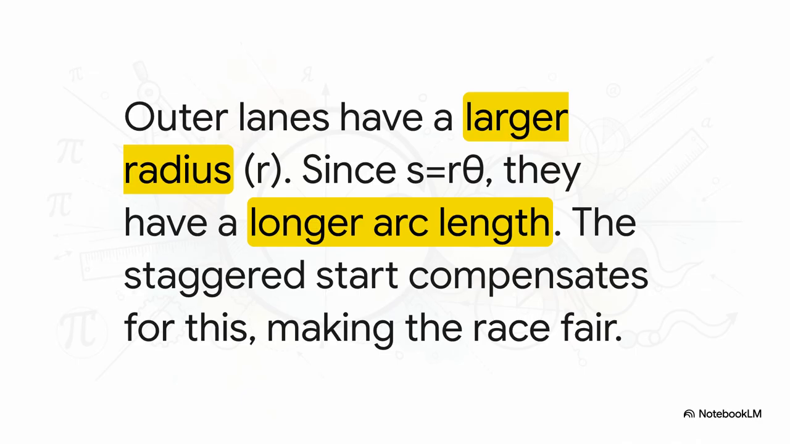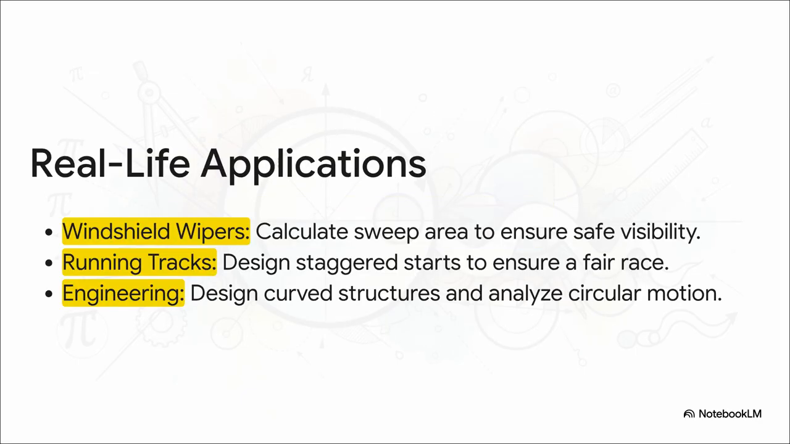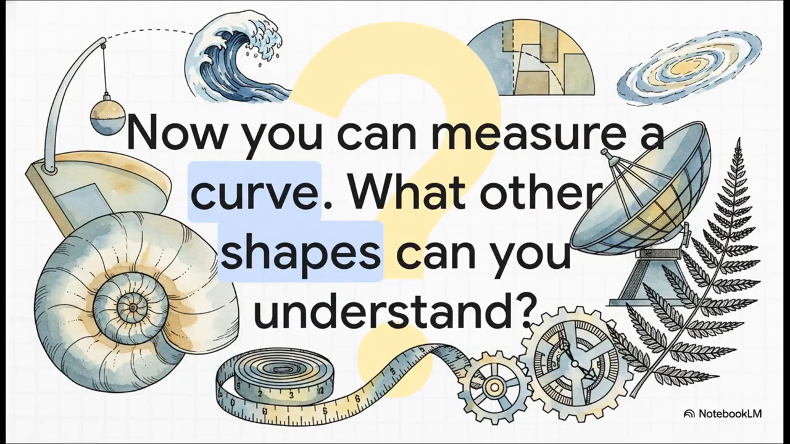It's all about fairness. And this whole idea isn't just for sports, it is all around you. Engineers use this exact formula to design the sweep of your car's windshield wipers to make sure they clear enough glass for you to see. It's absolutely fundamental for designing a curved bridge or, say, analyzing a satellite's orbit. So there you have it.